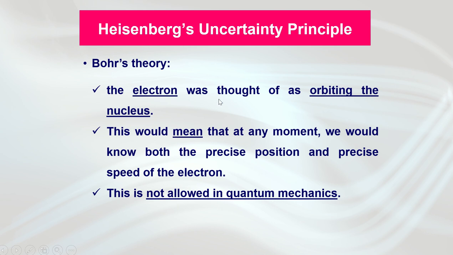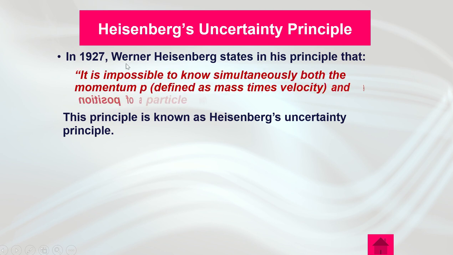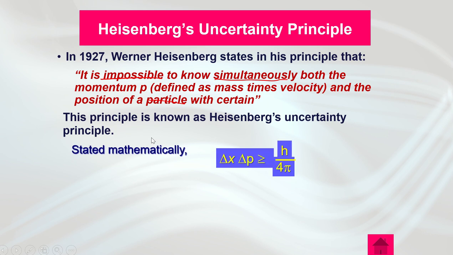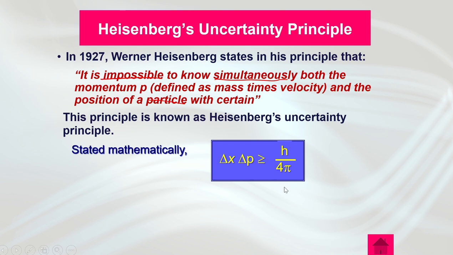So in 1927, Werner Heisenberg stated in his principle that it is impossible to know simultaneously both the momentum and the position of a particle with certainty. It is impossible. Therefore, this is known as the Heisenberg uncertainty principle, which is stated mathematically as this equation. You don't have to memorize this equation, but you must know that the limitation of Bohr's theory has been corrected by the Heisenberg uncertainty principle and also the de Broglie postulate.